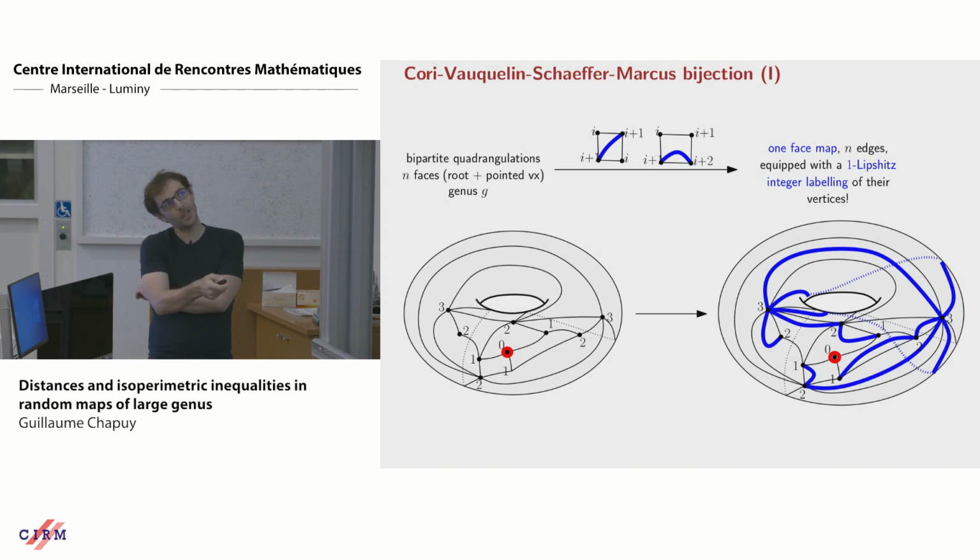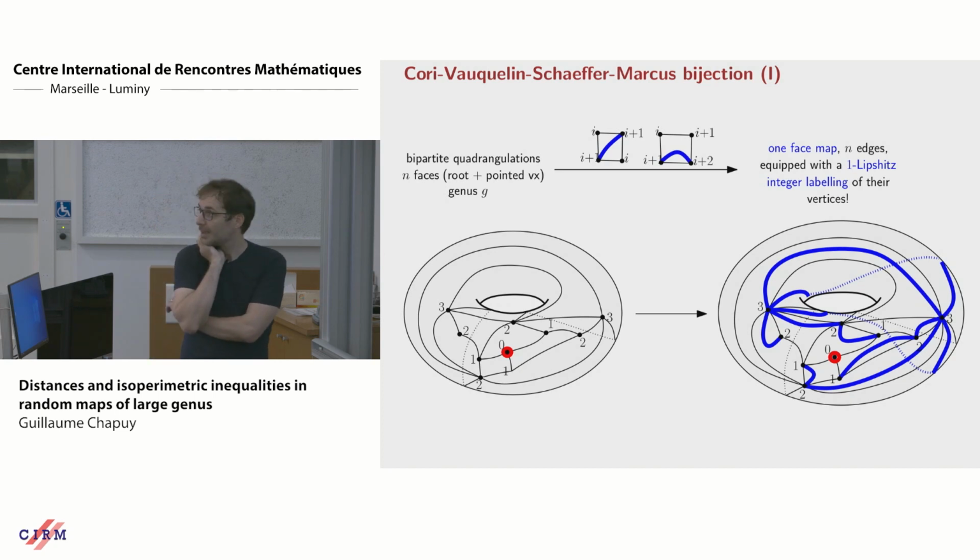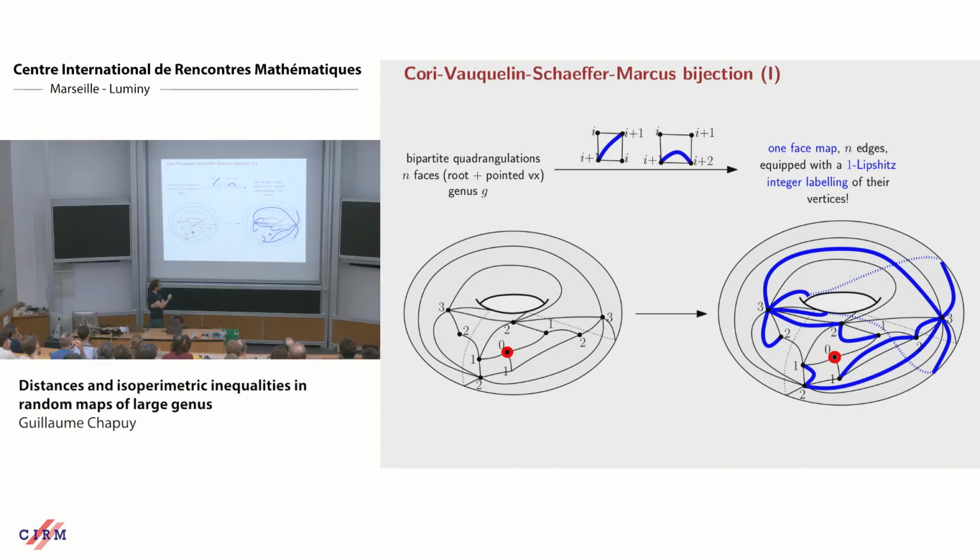So what you get on the right, if you only look at the blue graph with the labels, is a one-face map with n edges equipped with a 1-Lipschitz labeling of the vertices. And the craziness of the Schaeffer bijection is that this is a bijection. So if you have the blue graph and the labels, you can go back. Between the first and the last paper, there are more than 20 years in these names. So it took some time to develop such a powerful technology.